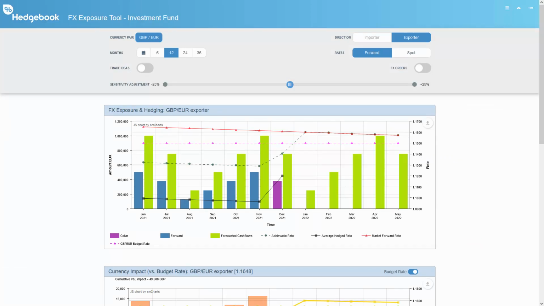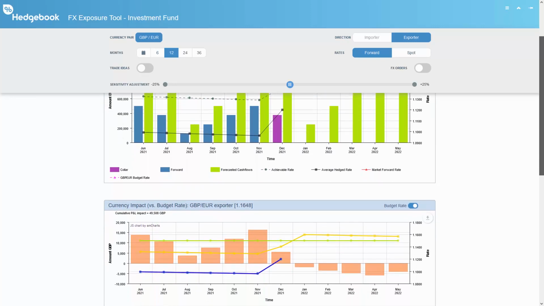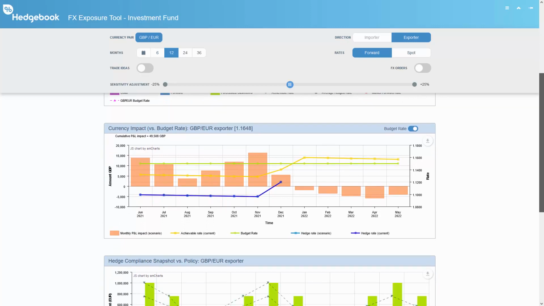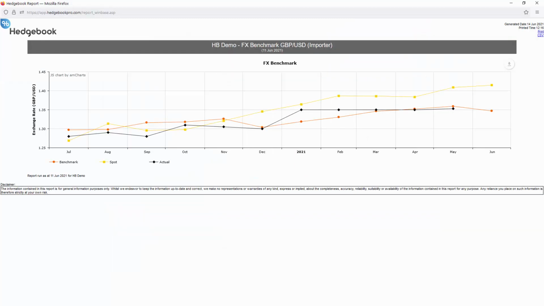Hedgebook saves finance professionals endless reporting hours each month. The software takes away the need for manually creating reports from spreadsheets, paying for its low monthly cost many times over. Board and management reports can be created quickly using the data and visuals from the exposure tool to accurately report on current positions, performance against budget, policy compliance and much more. Past performance can also be analysed. The benchmark report compares actual conversion rates achieved versus benchmarks such as spot, i.e. the do-nothing strategy, or other benchmarking metrics.